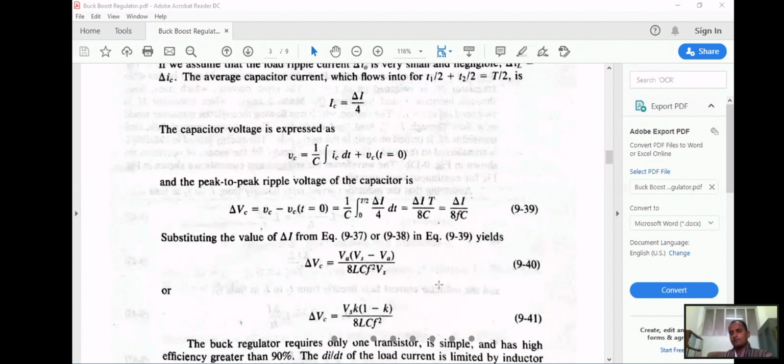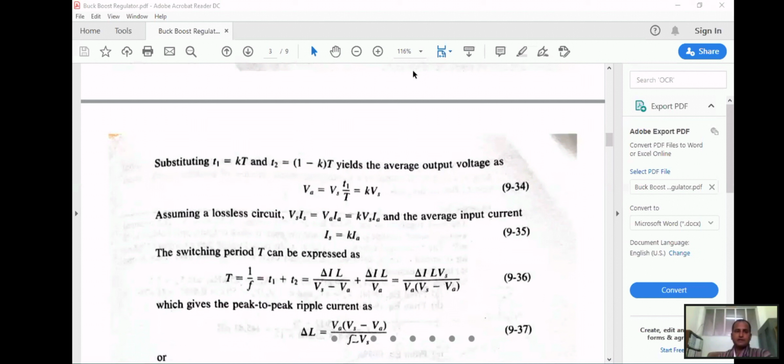So I think I'll stop here. Today I will not go to the next derivations. The next one will be the boost converter. Just wait, I'll take the attendance.